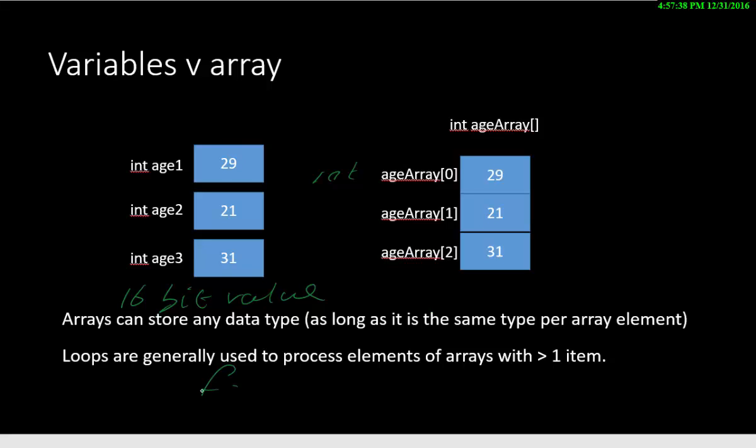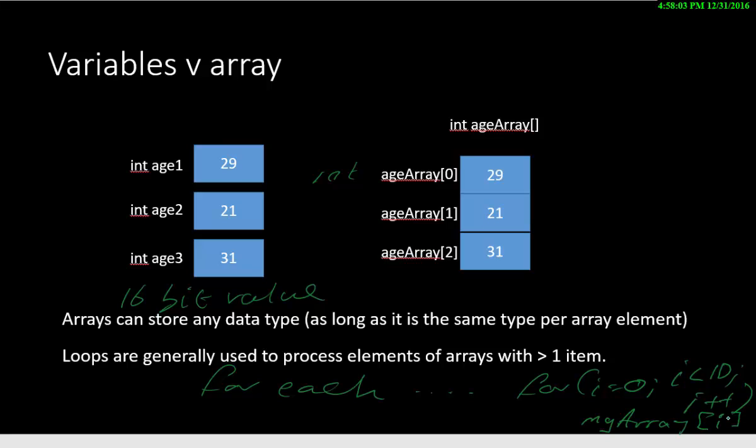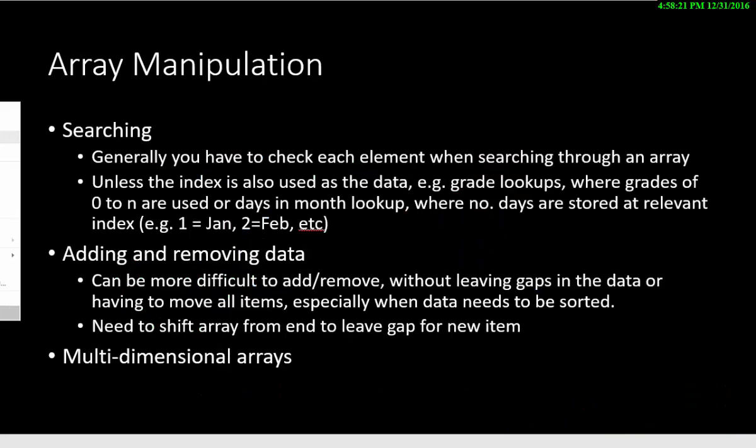You often use a loop, a for each or something like that, depending on the language, to process each element of the array, or something like for i equals 0, i less than 10 or 9 or whatever, i++ as in a C-based language, and then you can look at each myArray i. So do something with it: current equals myArray i, and then do something with it. Obviously, if you've got a block of code, you have the curly brackets. You would normally use a for loop to process the elements because you know how many elements are in the array.